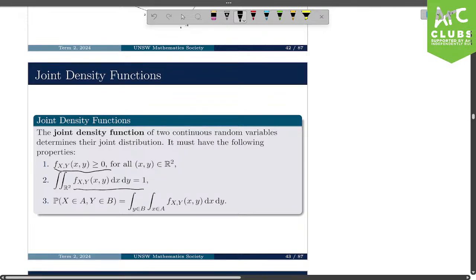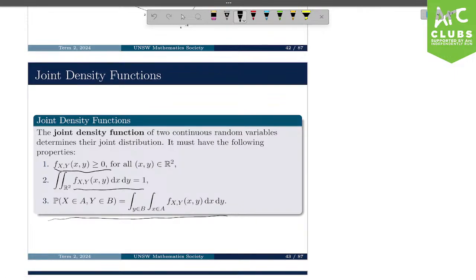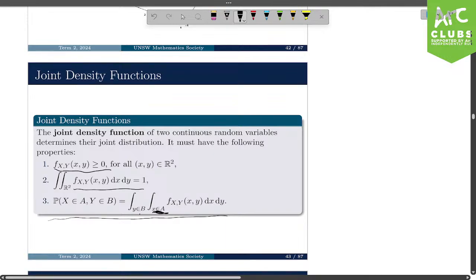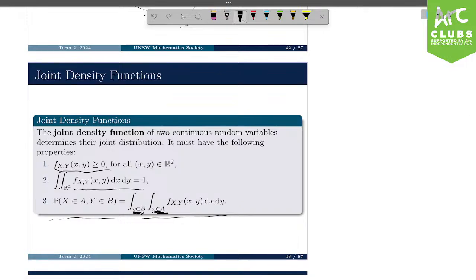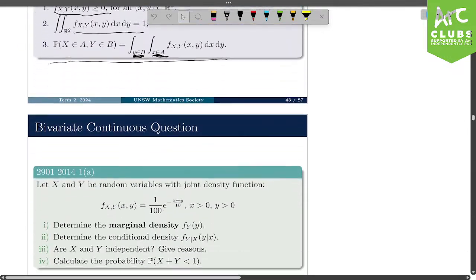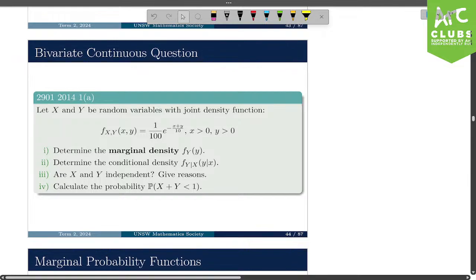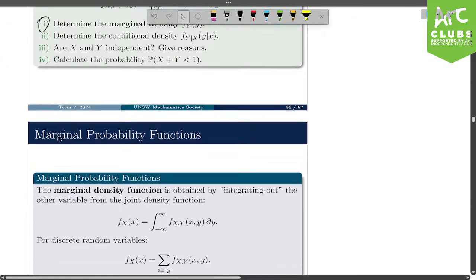Exact same thing. And then we also have that the probability of x being in a set A and y being in a set B is given by the integral within those sets. You can see that we're restricting our integrals within very specific bounds. This is a really important factor because it allows us to keep track of what events we are accounting for. All right, so we're going to do part 1 first, marginal density.